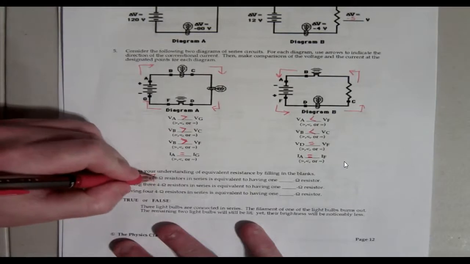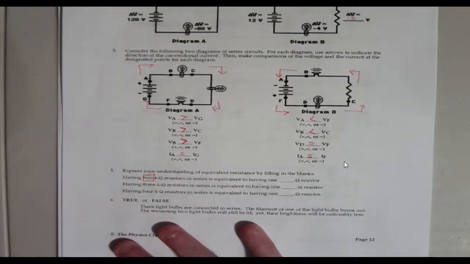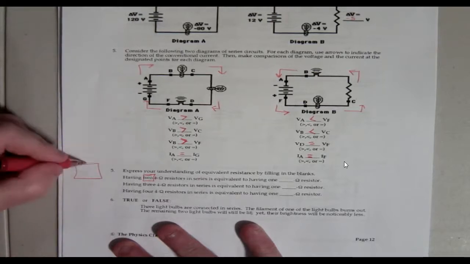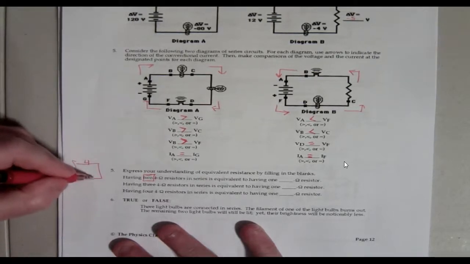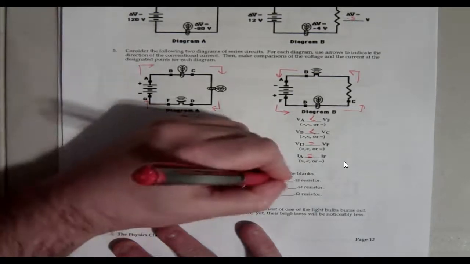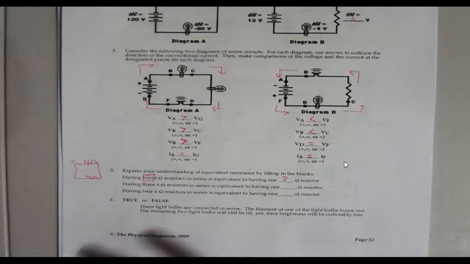So having 2 4 ohm resistors, the equivalent resistance should be, well, it's just 2 times 4, right? So if we have our series like this, and there's one here that says 4, and there's one here that says 4, little horseshoe thing, it's 8, right? So this part's pretty easy. So we're talking about a series. Remember, we're talking about a series. You just add them up.